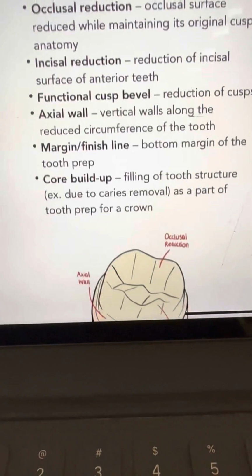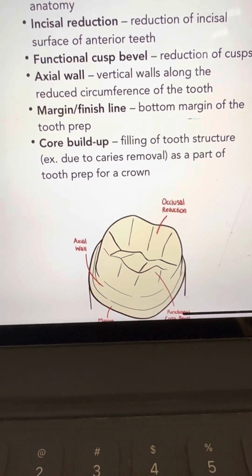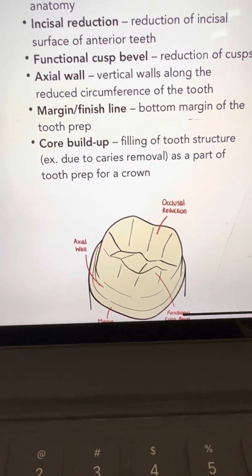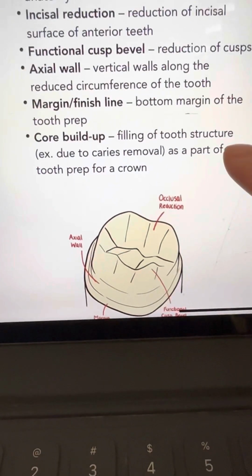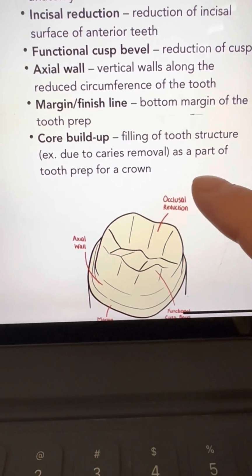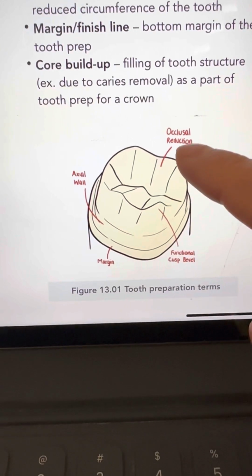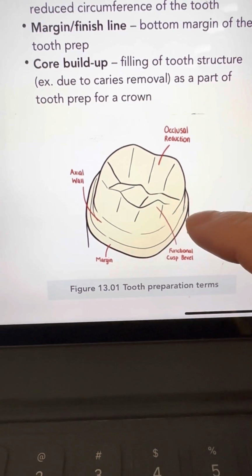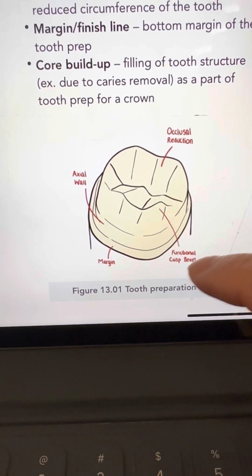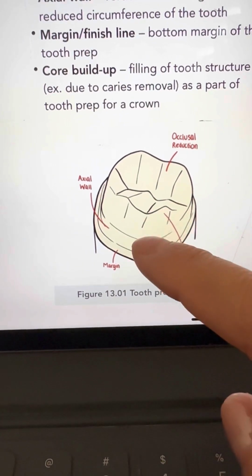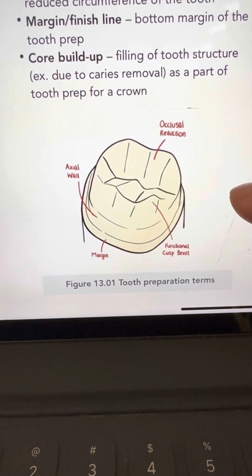Core build-up. Filling of the tooth structure due to caries removal as a part of tooth prep for crown. Occlusal reduction, functional cusp bevel, margin, axial wall. Tooth preparation terms.